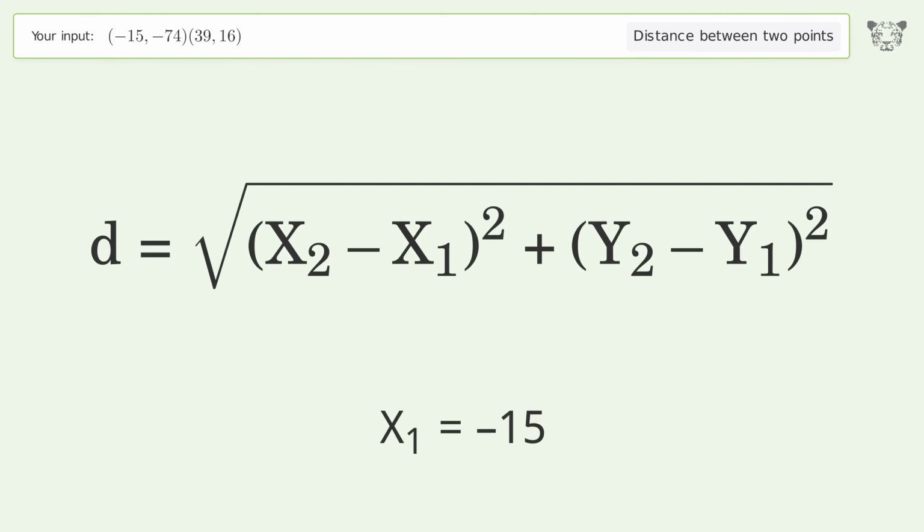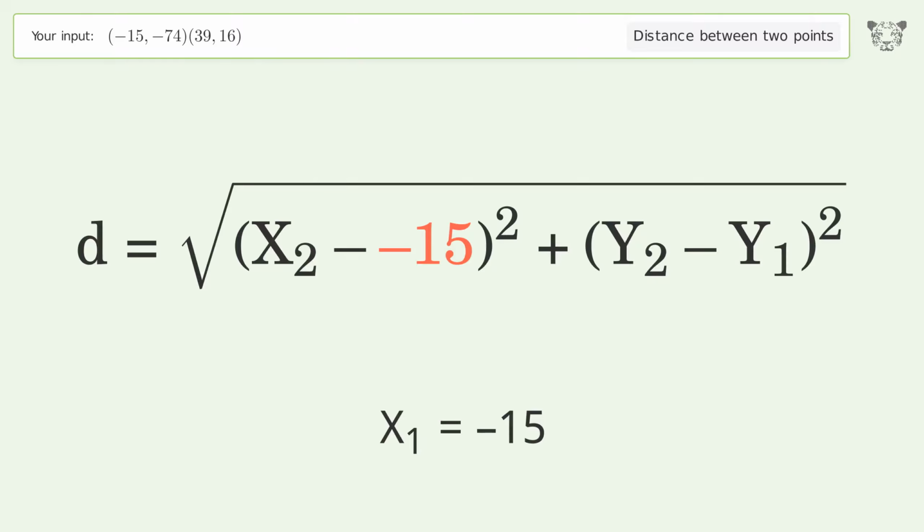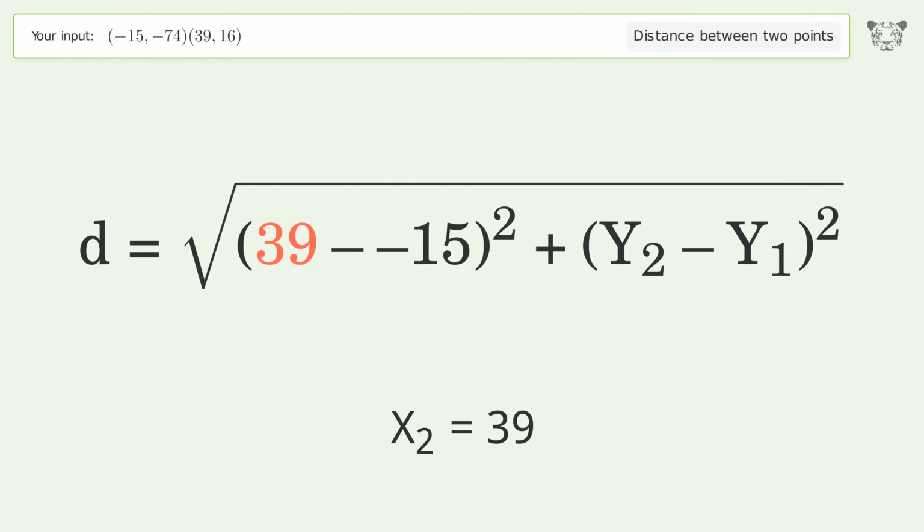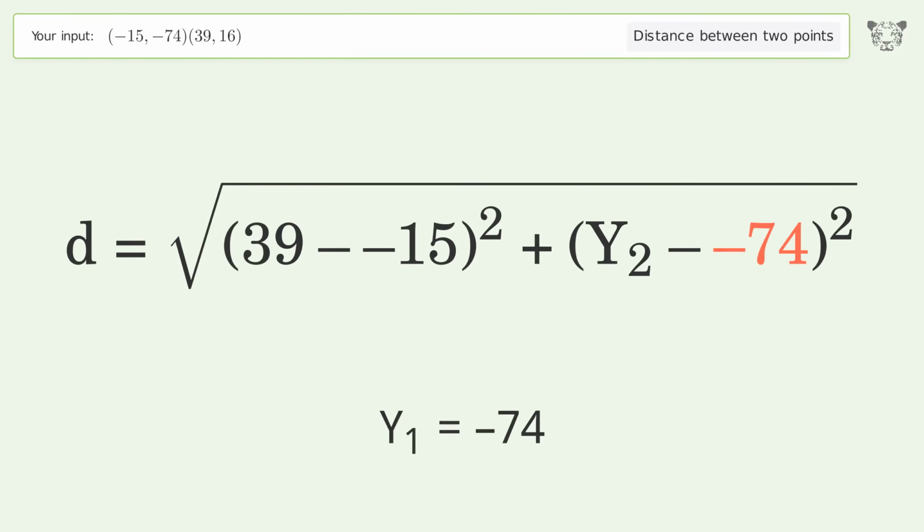x1 equals -15. x2 equals 39. y1 equals -74. y2 equals 16.